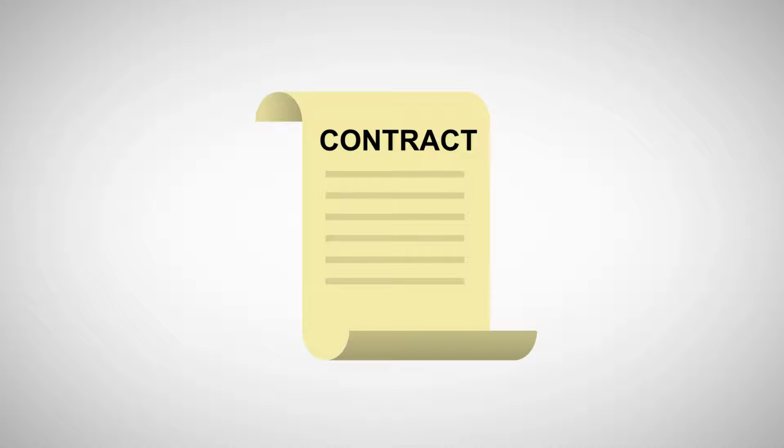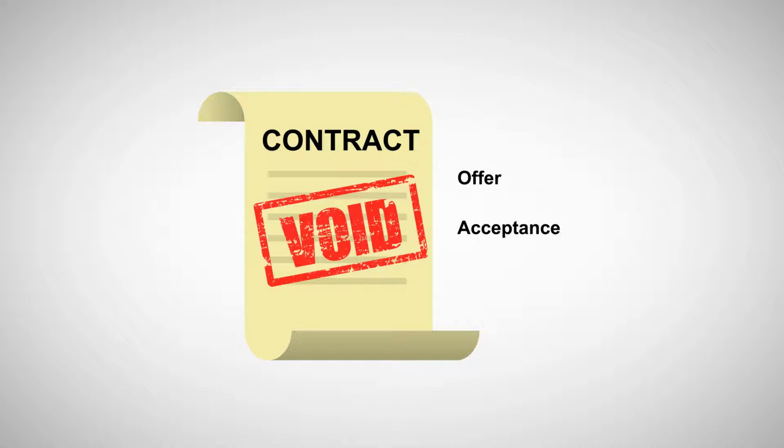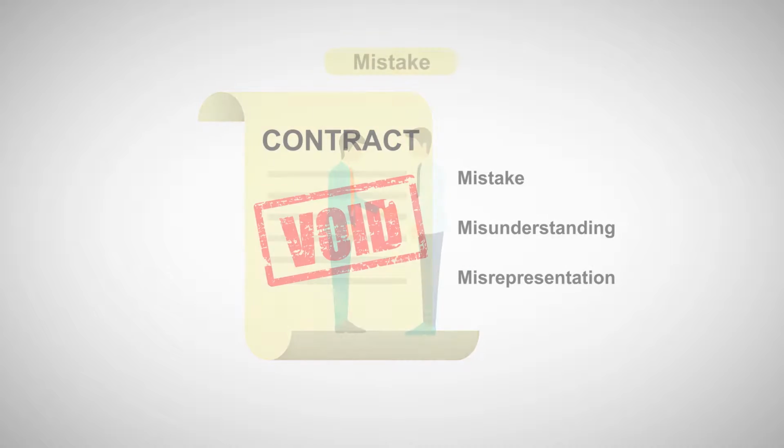This presentation will focus on several instances where courts will not enforce a contract, even though it satisfies the basic contract elements of offer, acceptance, and consideration. We'll highlight the 3 M's: mistake, misunderstanding, and misrepresentation.